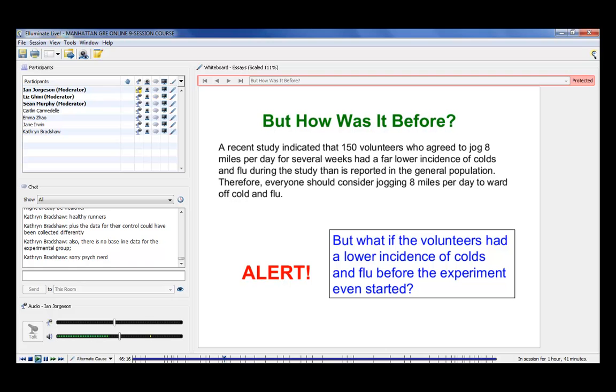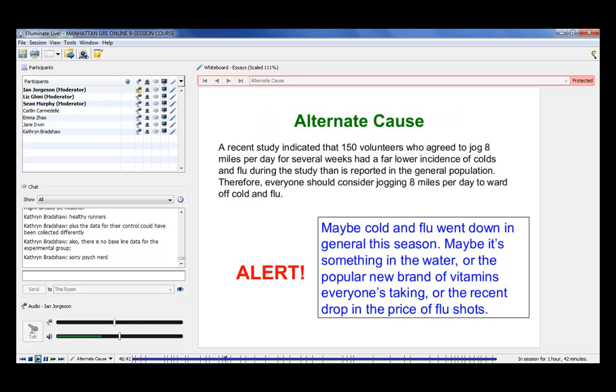And this comes back to a certain extent to the idea that our sample is unrepresentative. But what we need to do is not just compare these 150 volunteers to the general population. We need to compare them to themselves. We need to see whether they themselves were more likely to get colds and flus before they started running. All right, couple more.